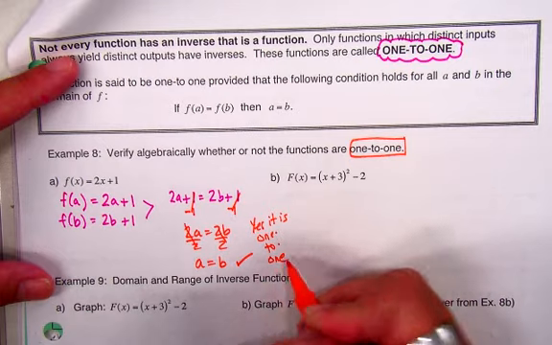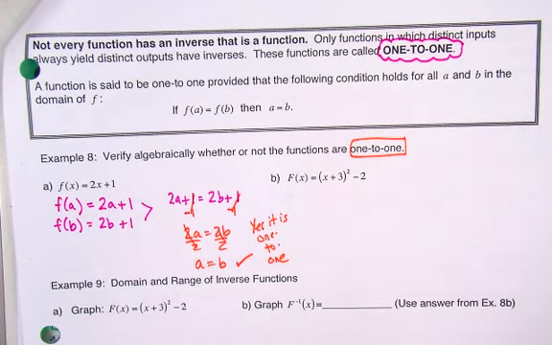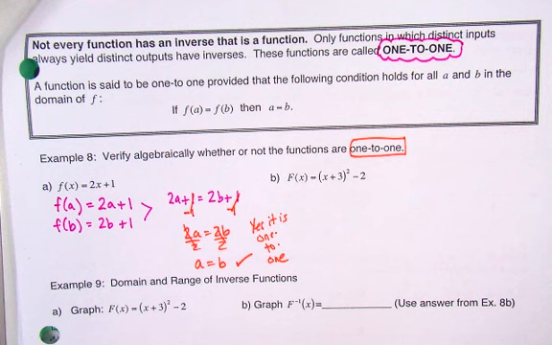And if you think about it, it's a line, right? So the line doesn't have any repeating x values or repeating y values. For every x value you put in, it has a distinct y value and vice versa. All right, so for b, do the same thing. Go ahead and do f of a, f of b, set them equal to each other.